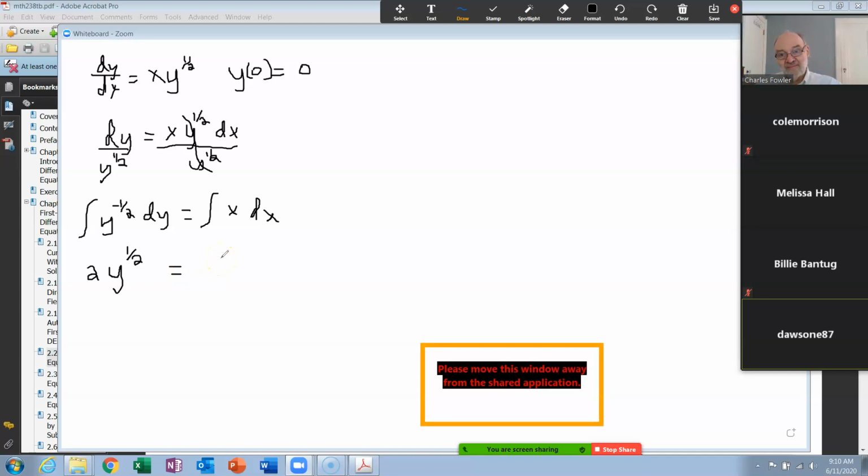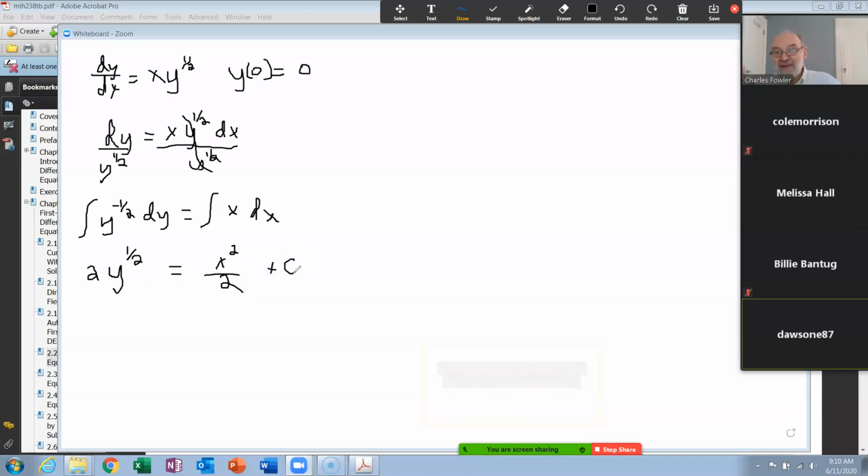Right-hand side, x squared over 2. Absolutely, x squared over 2. Better be speaking up, I know who your Cal 2 teacher was. Okay? That would have been me. And here's where we put in our plus c.